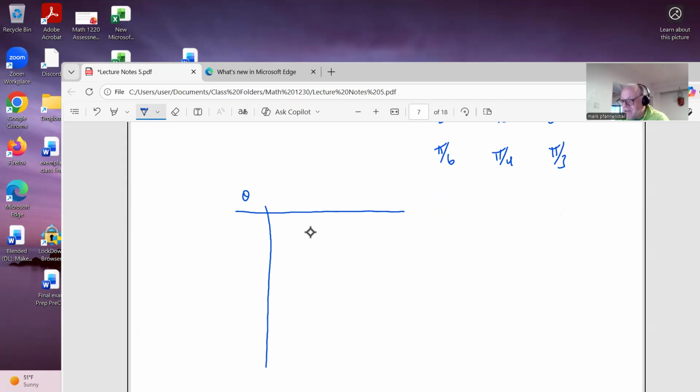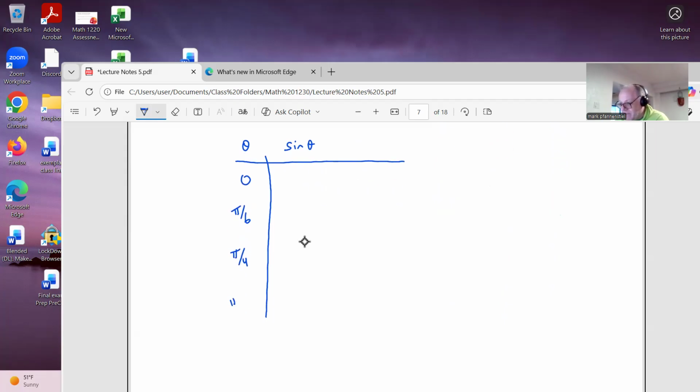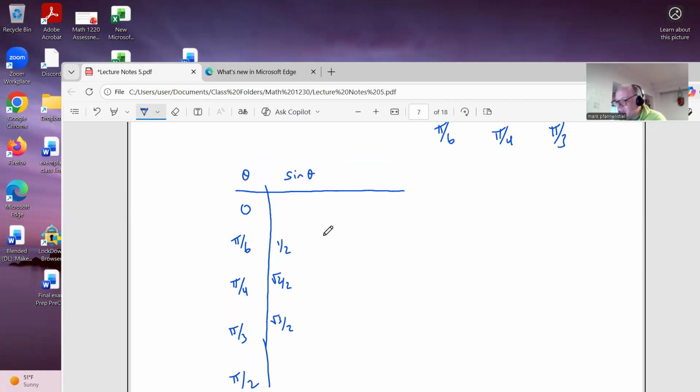I wouldn't be sad if you ended up memorizing these things. We have 0, pi over 6, pi over 4, pi over 3, and pi over 2. Okay, so we're going to go ahead and type these in. So we want the sine of pi over 6. We know that's a half. Pi over 4, that's 45 degrees, that's square root of 2 over 2. Pi over 3, that's going to be square root of 3 over 2. And then pi over 2, right, that's 90 degrees.